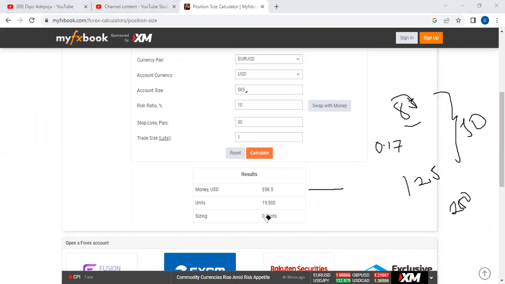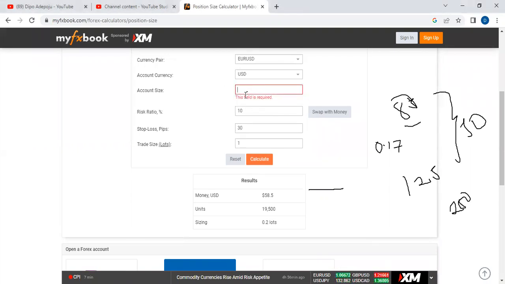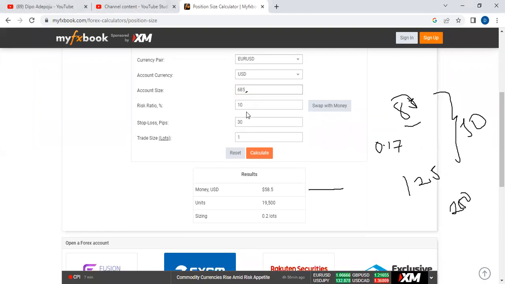Calculate. Initially I was using 0.17, now I'm using 0.2. So if I make another 50 pips, that is $100. Now $100 plus, I will be at $685 in two trades. So I calculate again with 30 pips, and look at it, another increase. See, this is the principle of compounding. It's how you gradually compound, and all of a sudden you are becoming a big man.